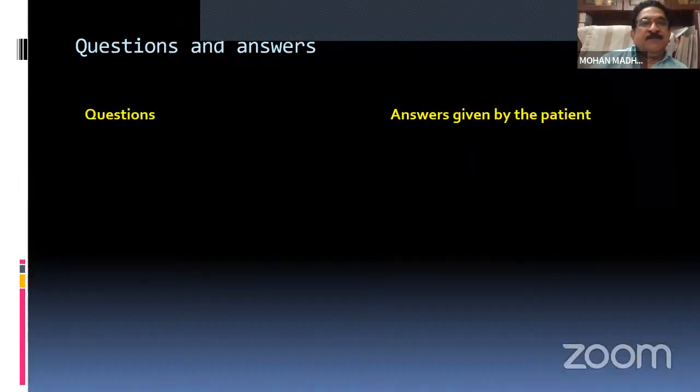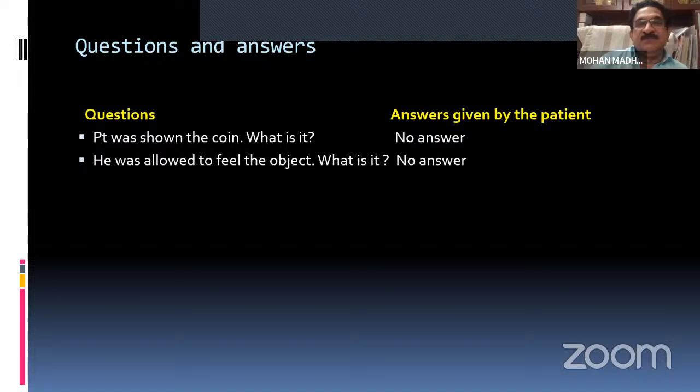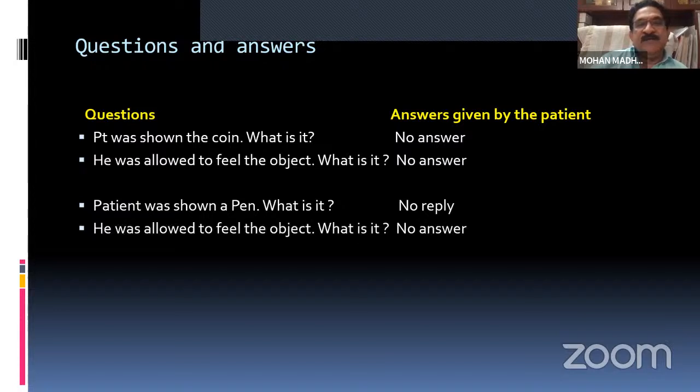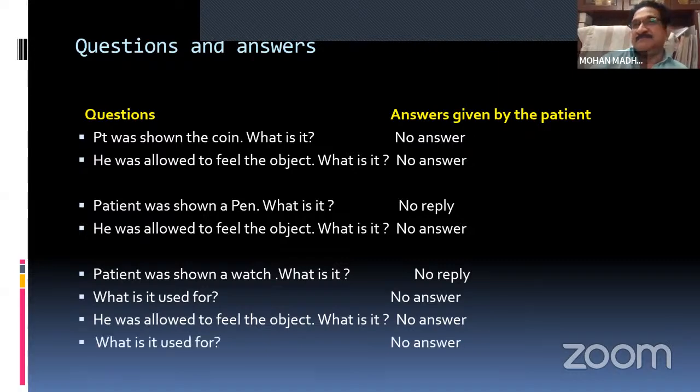It was not a watch. He was shown the coin, he said, no answer. He was allowed to feel the object, what is it, no answer. He was shown a pen, what is it, no reply. He was allowed to feel the object, no answer. He was shown a watch, no reply, what is it used for, no answer. He was allowed to feel the object, what is it, no answer. What is it used for, no answer.